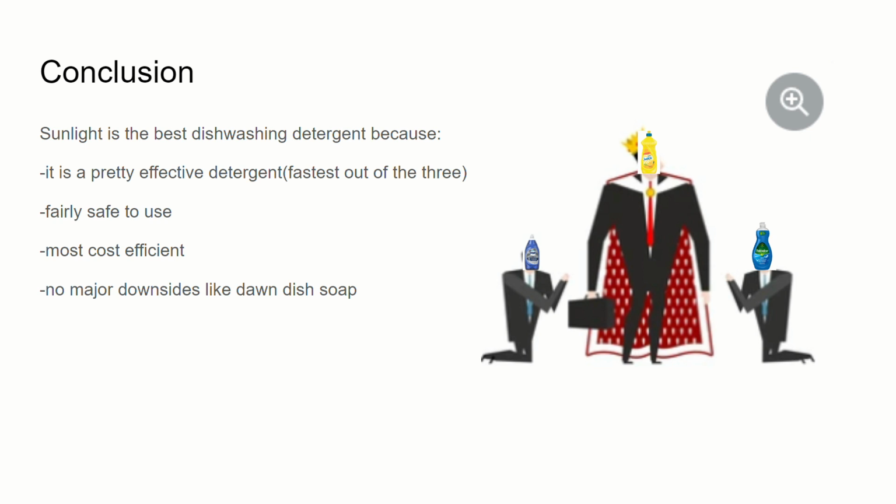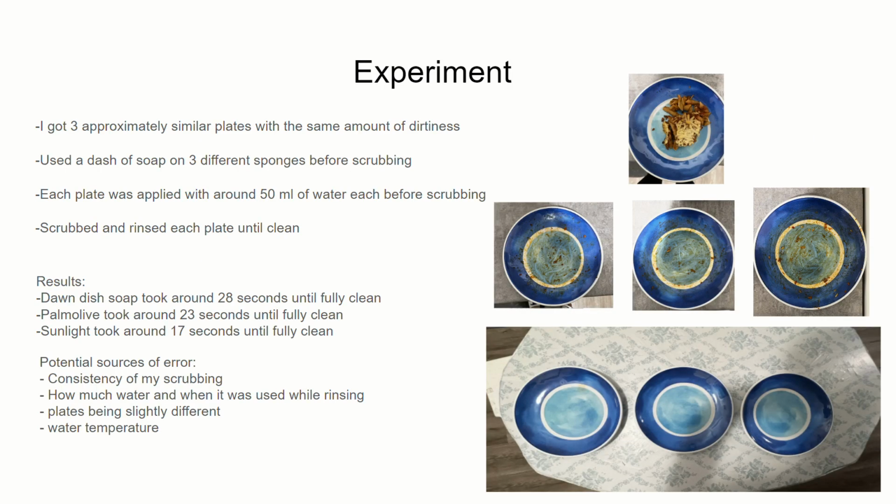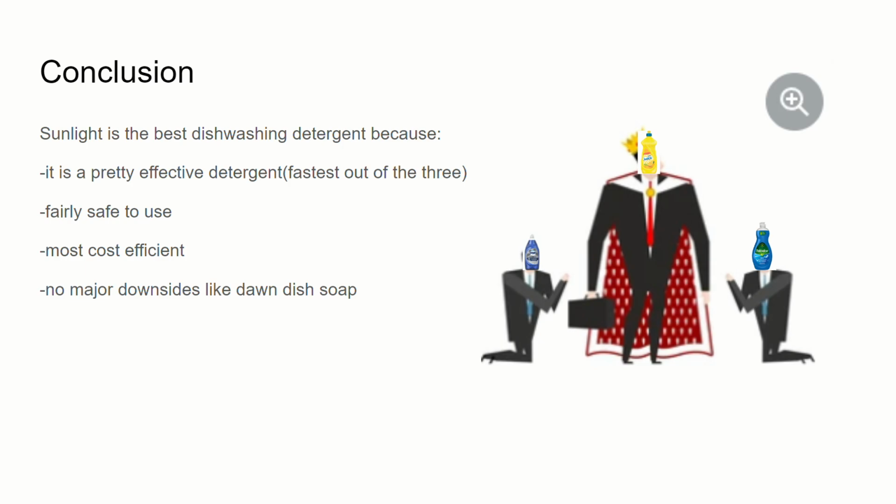For the conclusion, I concluded that Sunlight. One second here. It's lagging. Oh, there we go. I concluded that Sunlight is the best dishwashing detergent because it's a pretty effective detergent.